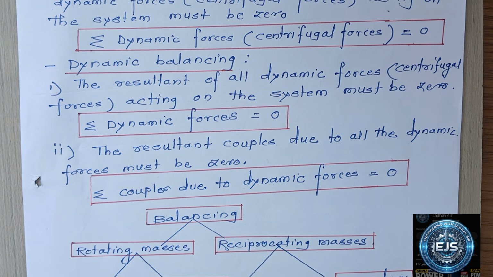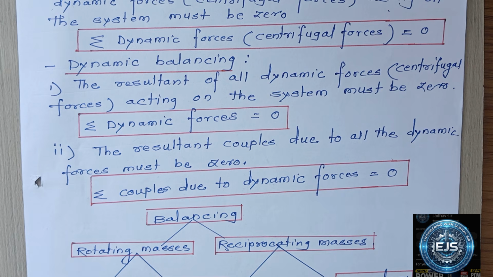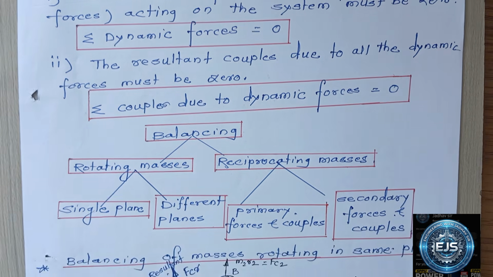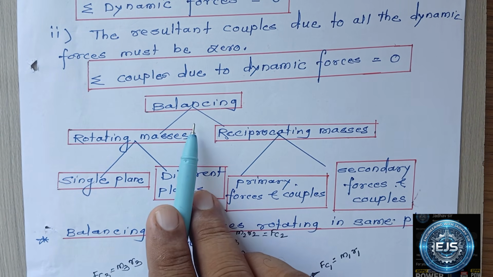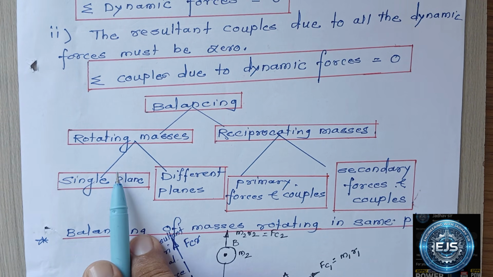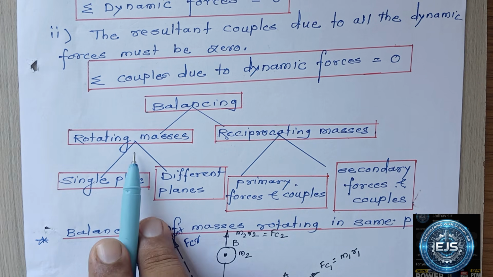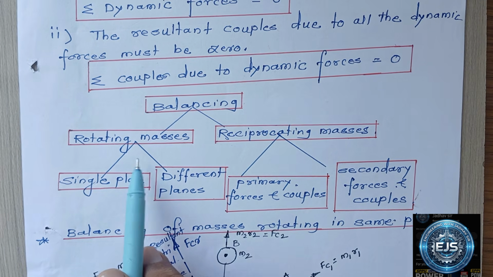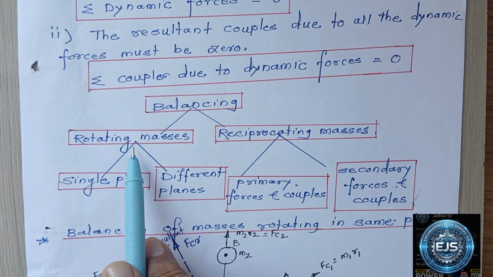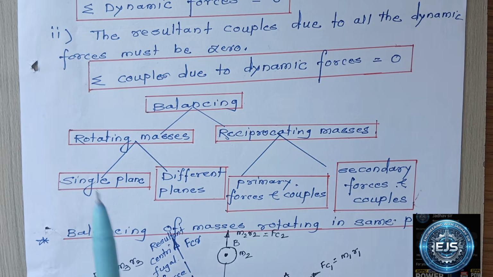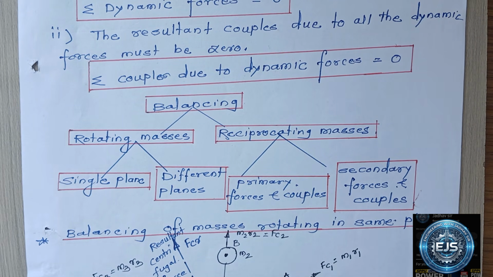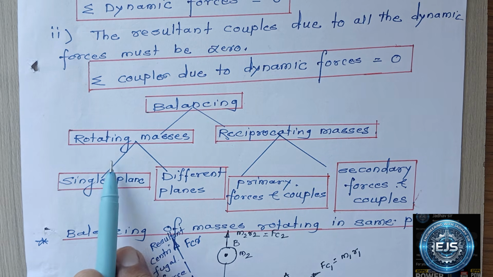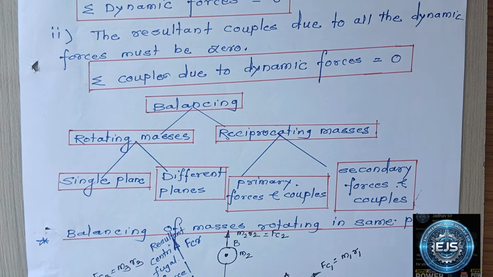From here onwards, we are mostly focusing on the dynamic balancing part. Problems are based on dynamic balancing, not on static balancing. Balancing is of two types: balancing of rotating masses and balancing of reciprocating masses. In balancing of rotating masses, there is balancing of rotating masses in a single plane, when several masses are rotating in one plane, a vertical plane.